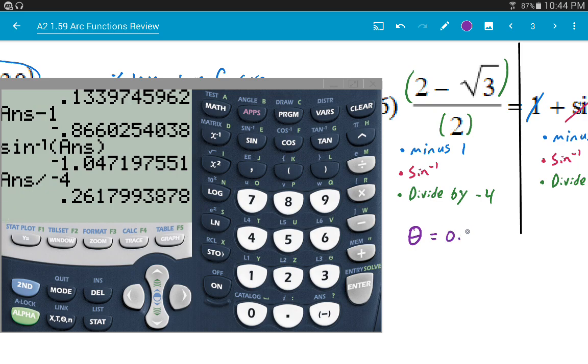Theta is equal to 0.262. And just like in class, we're going to keep 3 decimal places where the instructions don't tell us otherwise what to do as far as rounding goes.